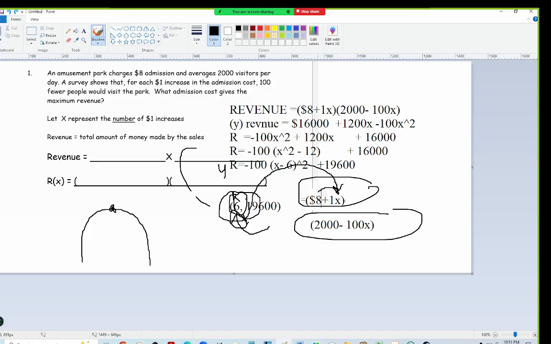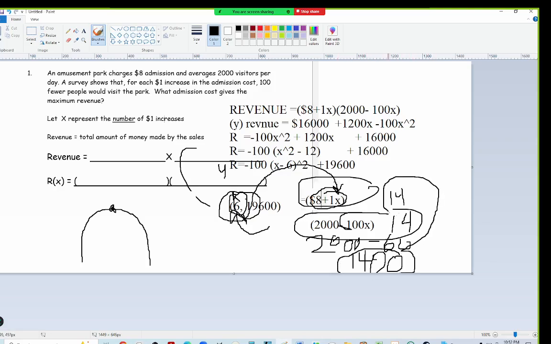And then what happens here? It's 14. What happens here? 100 times 6. Negative 600. Nope, that's a positive 2,000. Where do I put the 6 for x? In the X spot. So negative 100 times 6 is 600. So it's 2,000 minus 600. It won't be negative. 1,400. So that means I sold how many units at what price?